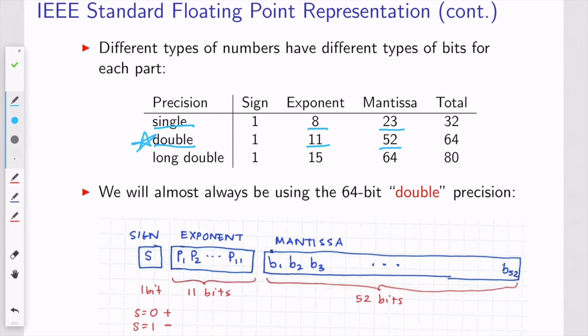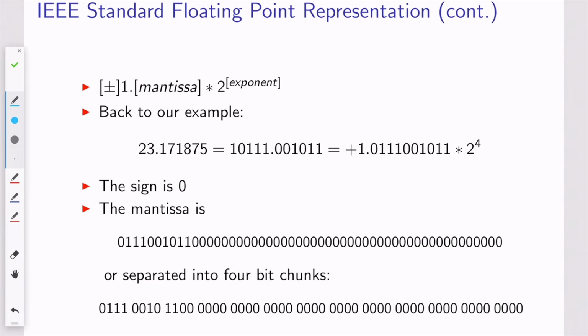And so, again, the way to think about double precision IEEE standard floating point representation is that there's one bit, one binary digit that represents the sign, positive or negative. So 0 means positive and 1 means negative. And then the exponent is made up of 11 bits, so 11 binary digits. And then the mantissa is made up of 52 bits. And of course, don't forget there's that 1 dot part that goes before the mantissa, but we don't store that. That's implied.